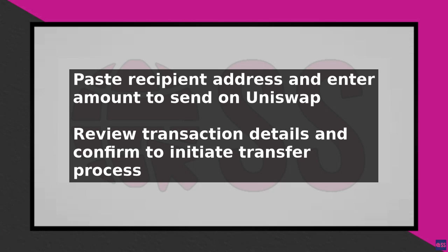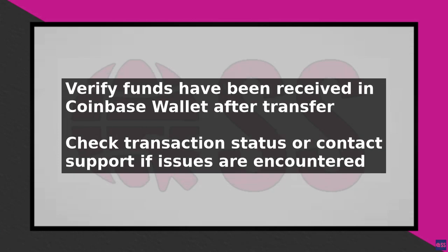If you encounter any issues, check the transaction status on a blockchain explorer or contact Uniswap or Coinbase support for assistance. Best practices include double-checking the recipient address to avoid sending funds to the wrong account, being aware of any transfer fees, and keeping your accounts and wallet up to date for security purposes. By following these steps, you can successfully send crypto from Uniswap to Coinbase Wallet.